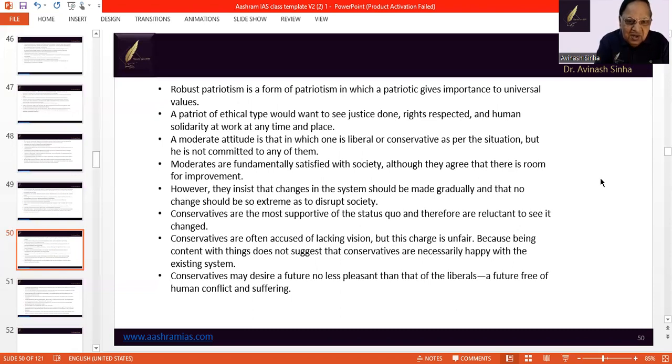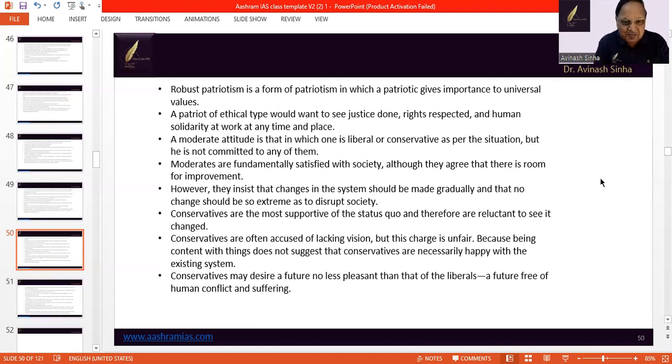So, the moderates are fundamentally satisfied with society. They are not like radicals. Although they agree that there is room for improvement, they insist that changes in the system should be made gradually and that no change should be so extreme as to disrupt the society. This they don't want. Now, conservatives are the most supportive of the status quo and therefore are reluctant to see it changed.